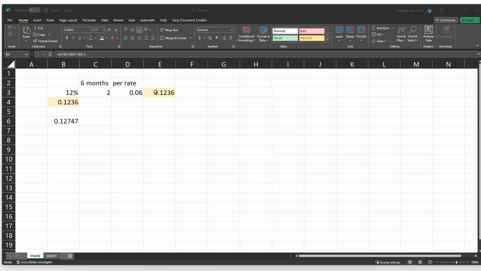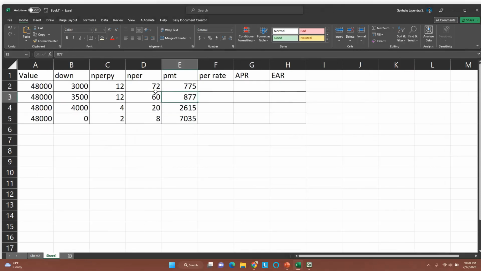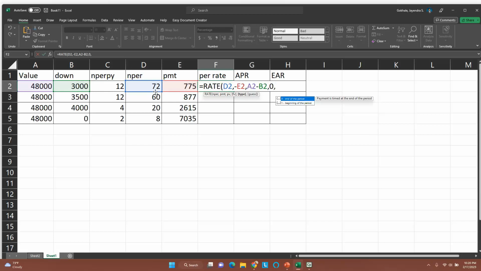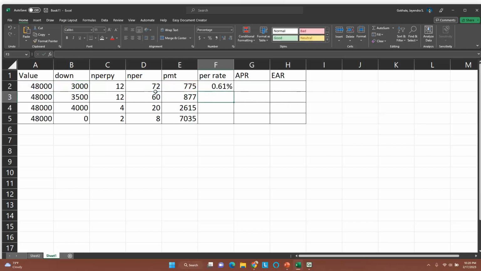So I've already copy pasted these values in Excel for you, and we can just quickly find the periodic rate. So equals rate, number of periods, the payment is negative $775, the present value is 48,000 minus the down payment, the value of loan we need, future value is 0, type is 0, and guess is 0.07. Enter. This is the periodic rate, and just do Control D, Control D, Control D. Next is the APR. So this times 12. Control D, Control D, Control D.